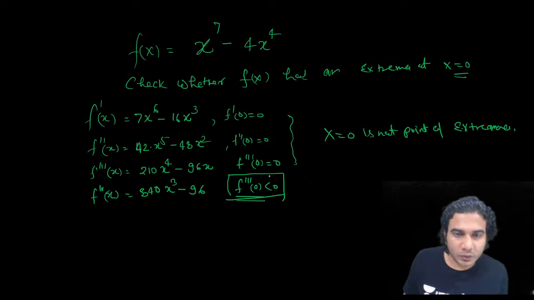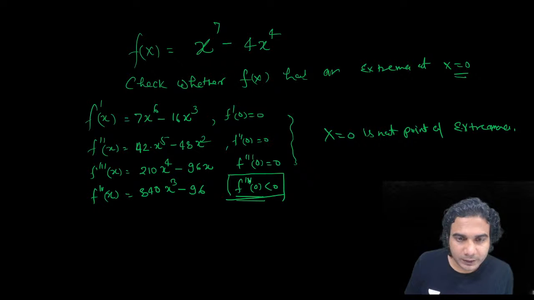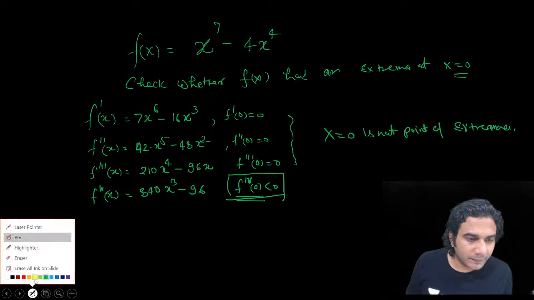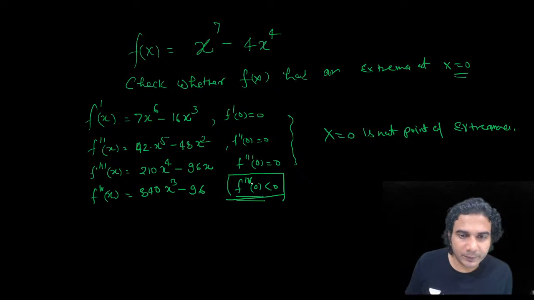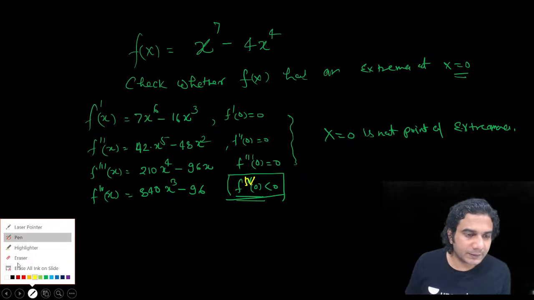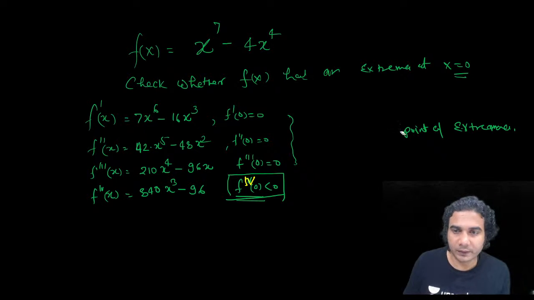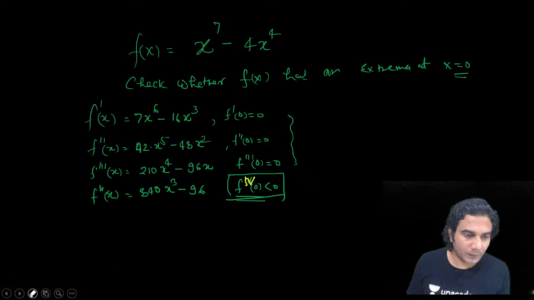Oh, I'm sorry. It is f fourth dash. I've written it wrongly. Let me correct it. So it is an extrema basically. I have wrongly written f triple dash. It was f fourth dash.